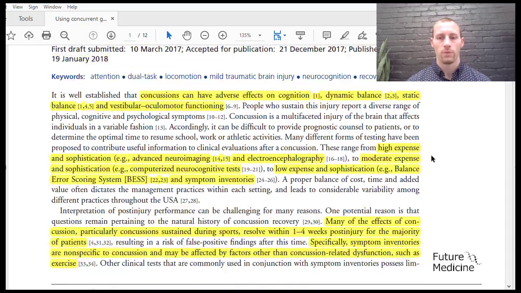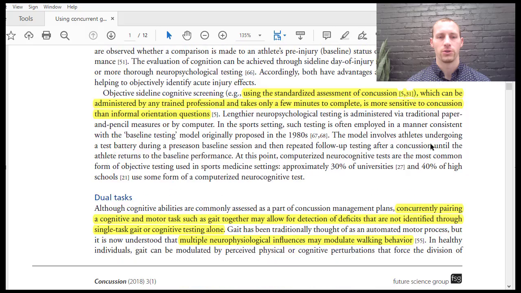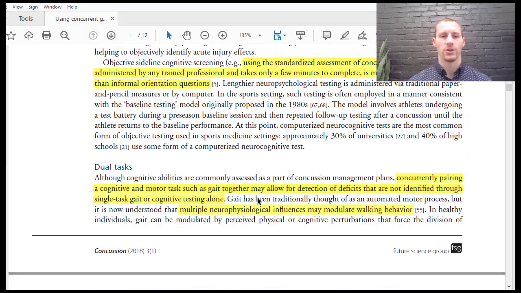So if we skip right down to the dual task, what this says here is that concurrently pairing a cognitive and motor task such as gait together may allow for detection of deficits that are not identified through a single task or cognitive testing alone. And this is obviously very important because, like I said, with people with concussions, the brain learns how to compensate.